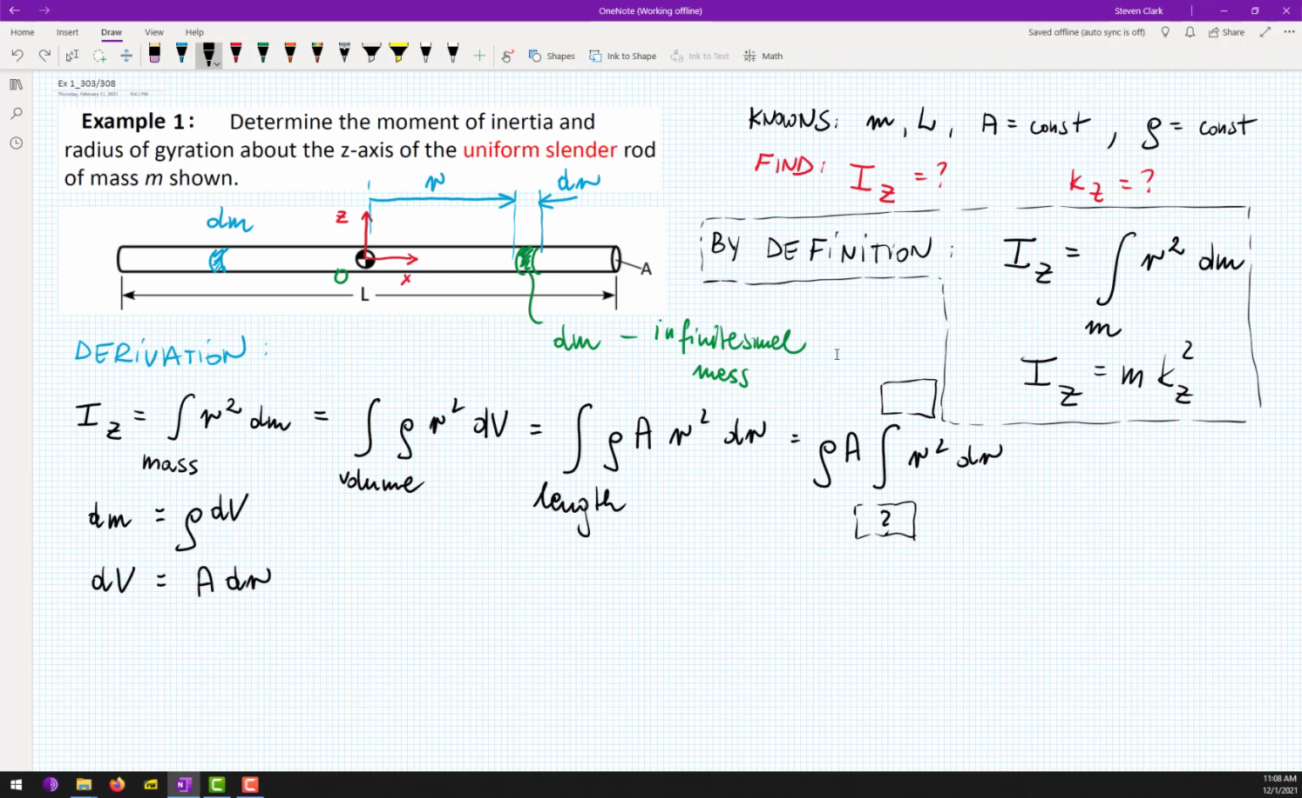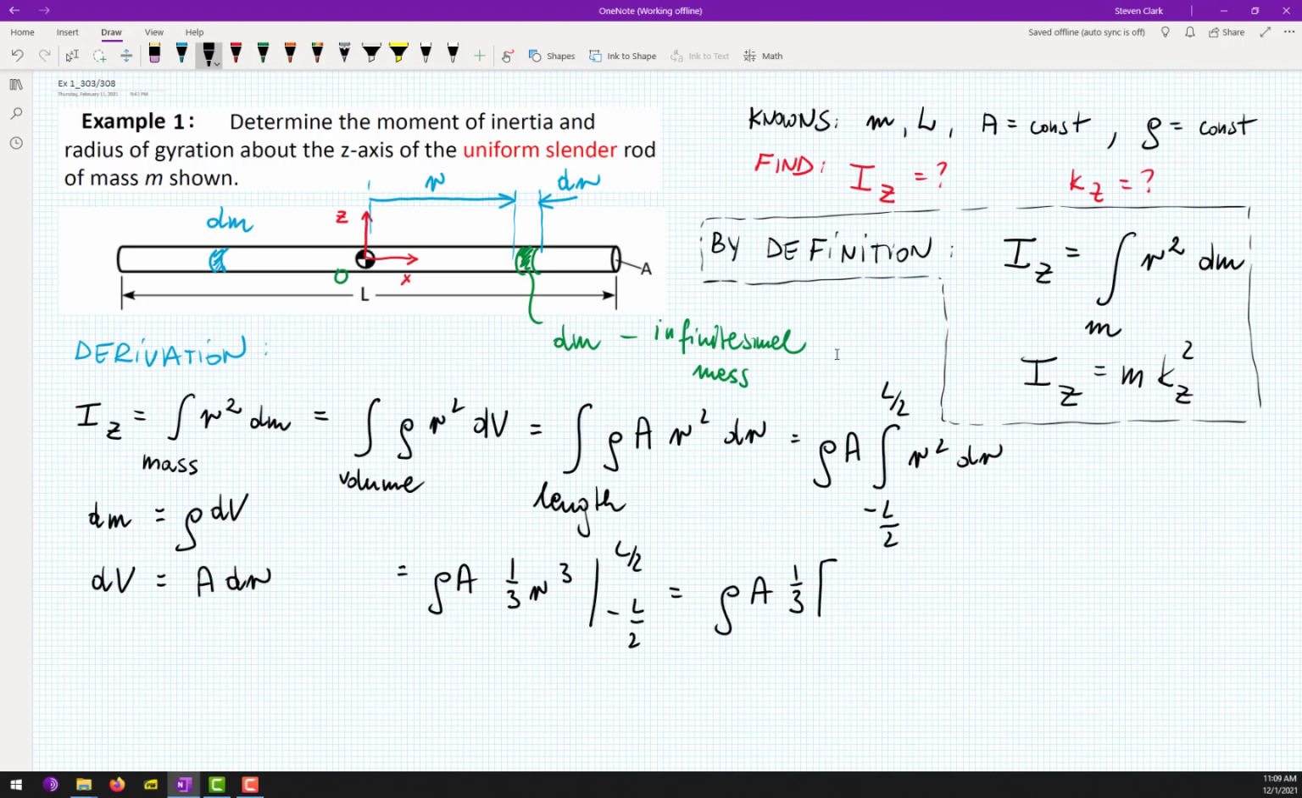Oh, it will be from minus L half to L half, yes? Yeah, this is where our z is located. So in here I will just put minus L half to L half. And I think I even know how to solve that integral. So this is rho A 1/3 r cubed from these integration bounds. And if I plug them in, we'll end up with something like that.